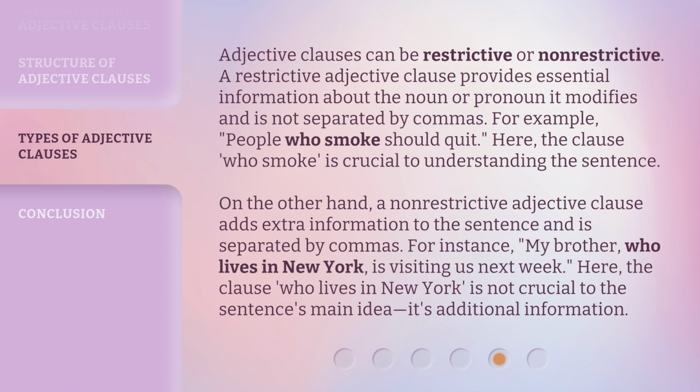On the other hand, a non-restrictive adjective clause adds extra information to the sentence and is separated by commas. For instance, my brother, who lives in New York, is visiting us next week. Here, the clause, who lives in New York, is not crucial to the sentence's main idea. It's additional information.